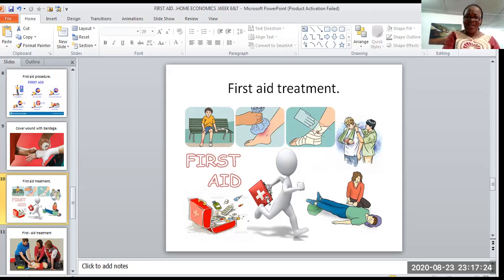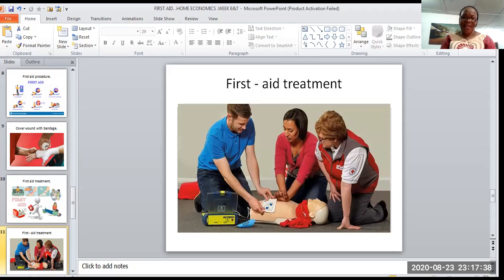The first aider is running straight to give help. And that is what first aiders do. Straight for help, straight to give help. Are we together? First aid treatment. Here you have the demonstration of what you must do when there's a need for first aid.